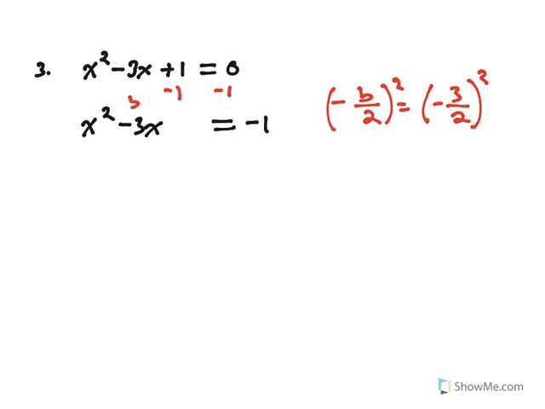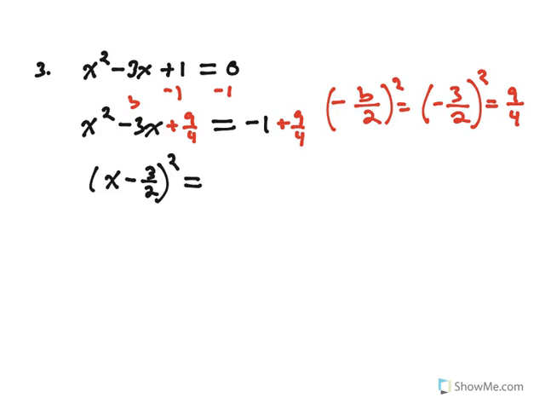And when I square that, I get a positive 9 over 4. So I'm going to add a positive 9 over 4 to both sides. And now I can express my left side as a perfect square trinomial. So it'll be x minus... I'm sorry, not 9 over 4. Minus 3 over 2 squared.